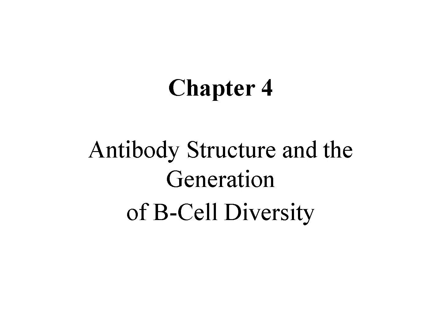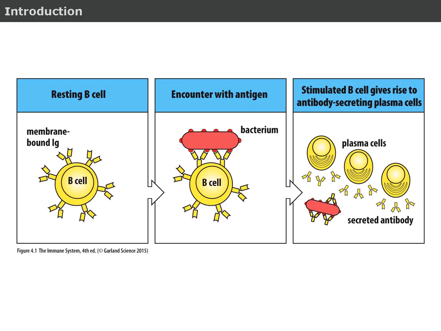Chapter 4: Antibody Structure and the Generation of B-Cell Diversity. In the first panel, we see a resting B cell. These cells have membrane-bound immunoglobulins, or antibodies, on their surface, which function as receptors for antigens. When a bacterium or any foreign antigen is encountered, as shown in the second panel, it binds to these surface immunoglobulins. This interaction activates the B cell.